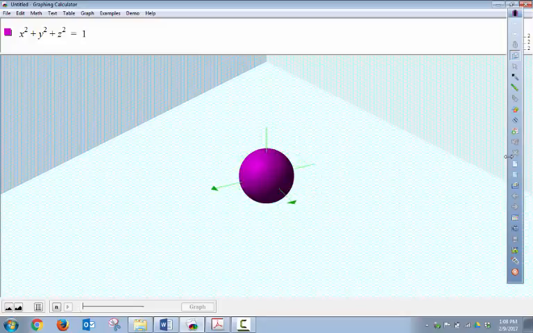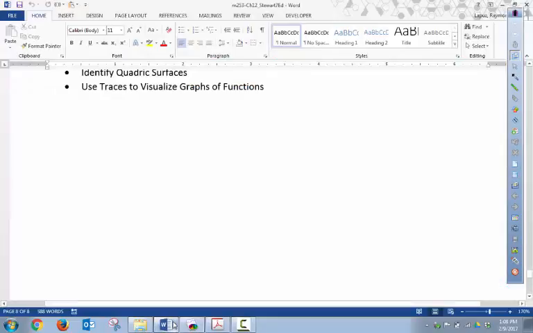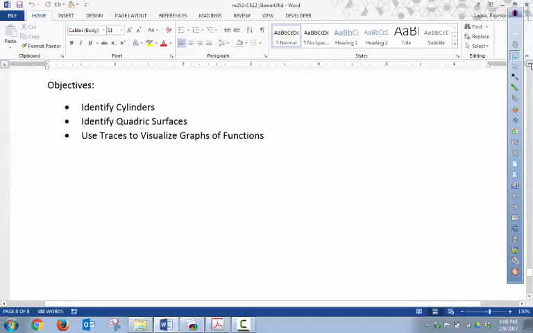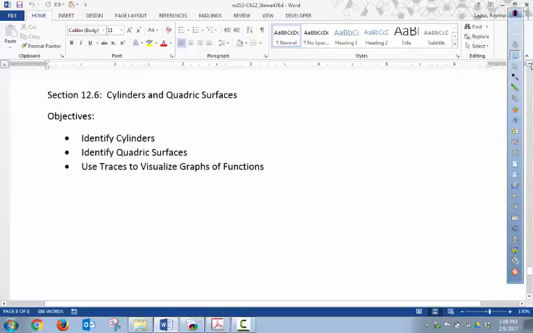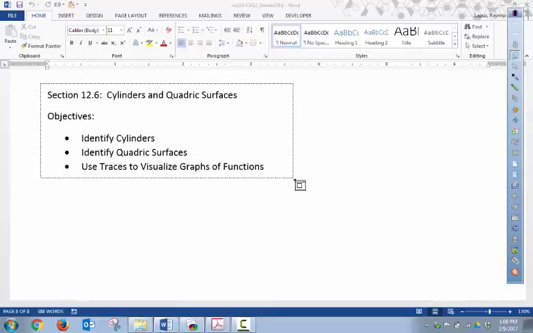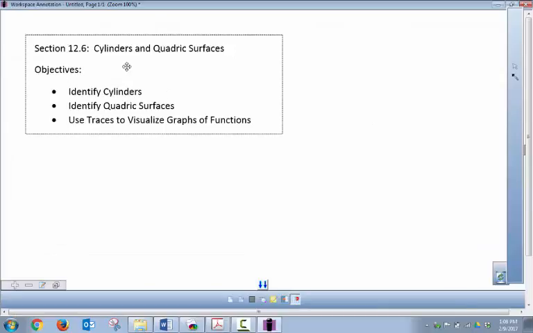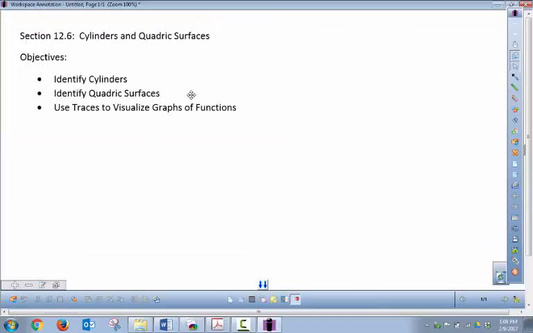So our topic today is quadric surfaces. Section 12.6.